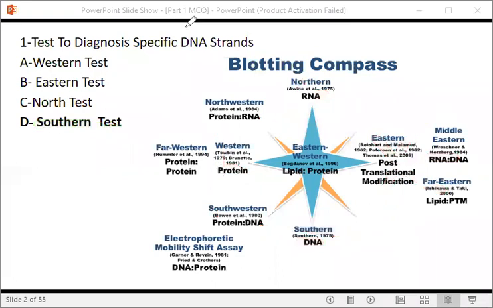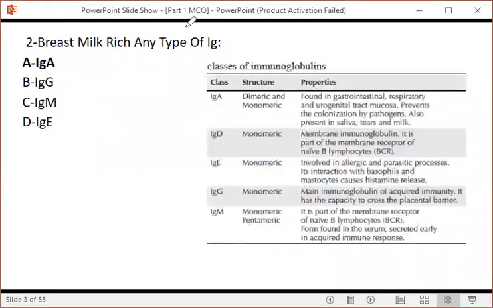Okay, guys, let's move to the next. Breast milk is rich in which type of IgA? Of course, we explained that it is IgA, but what you need to know here is that IgA is dimeric and monomeric. It has two types. IgD is monomeric, IgE also monomeric, but it's rare. IgG is monomeric also. IgM here is pentameric، يعني خماسي الشكل. تمام.